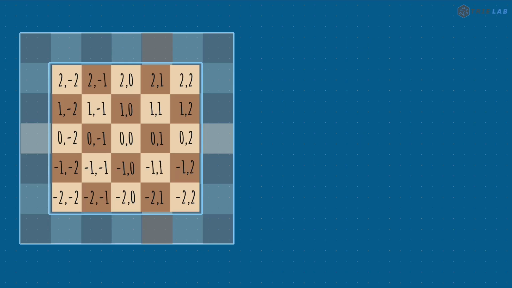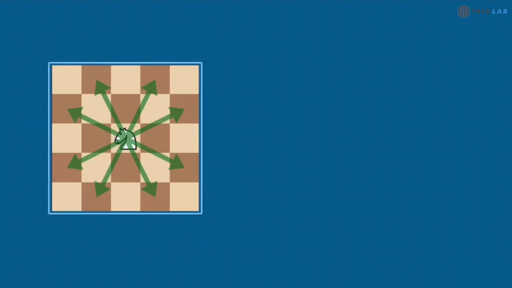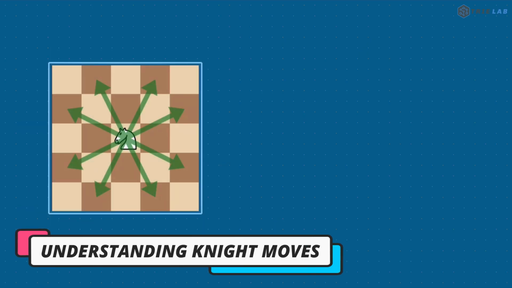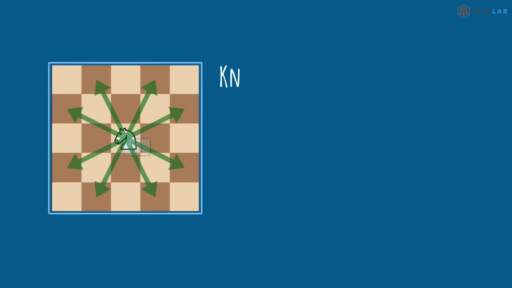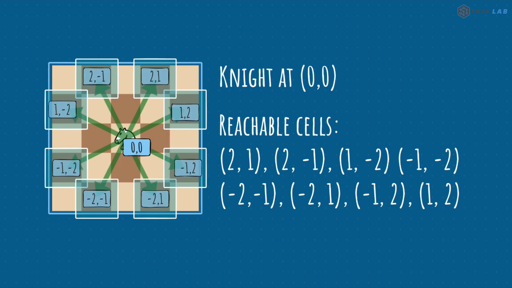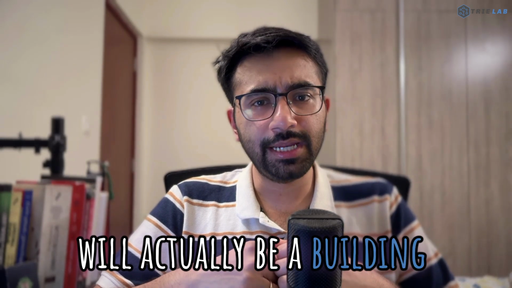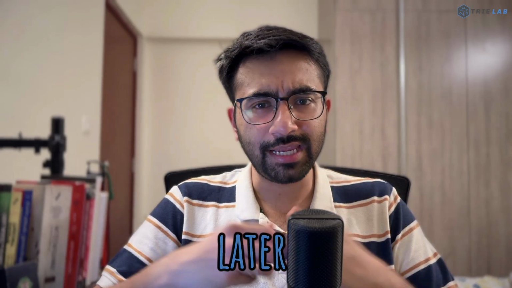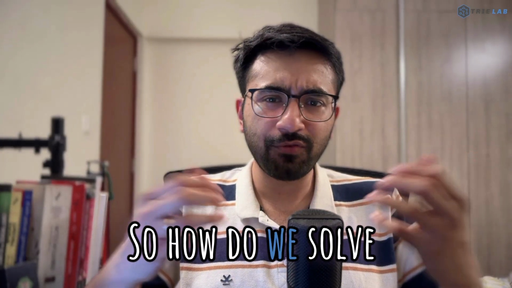Using this strategy, we can represent the knight's adjacent cells using coordinate pairs that reflect how the knight moves, specifically changes in row and column values. As you might already know, a knight on a chessboard can move to 8 cells as shown here. If you observe, a knight jump has 2 steps in one direction and then 1 step in a perpendicular direction. So given the starting coordinate of the knight as 0, 0, the knight can move to 8 possible cells identified by 2, 1 to 1, 2 and so on. This particular problem will be a building block for a dynamic programming problem that we'll solve in the next video. So how do we solve this problem first?